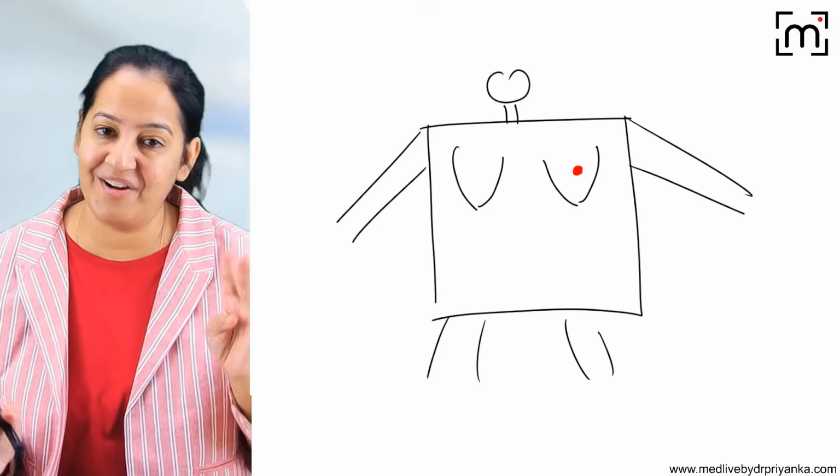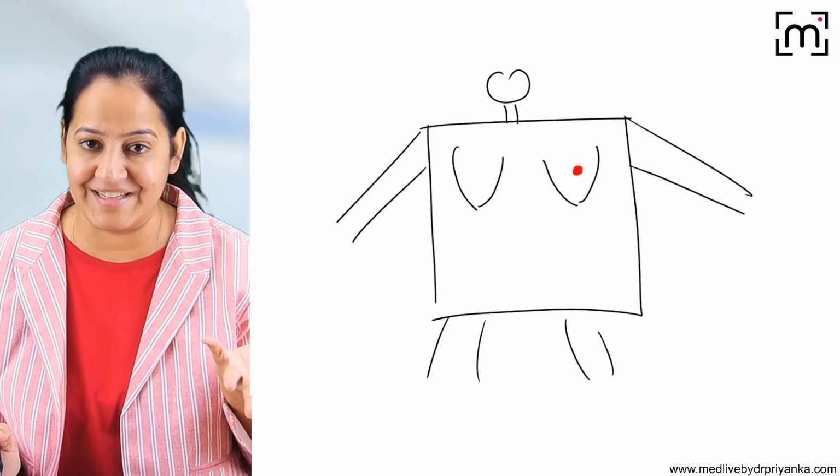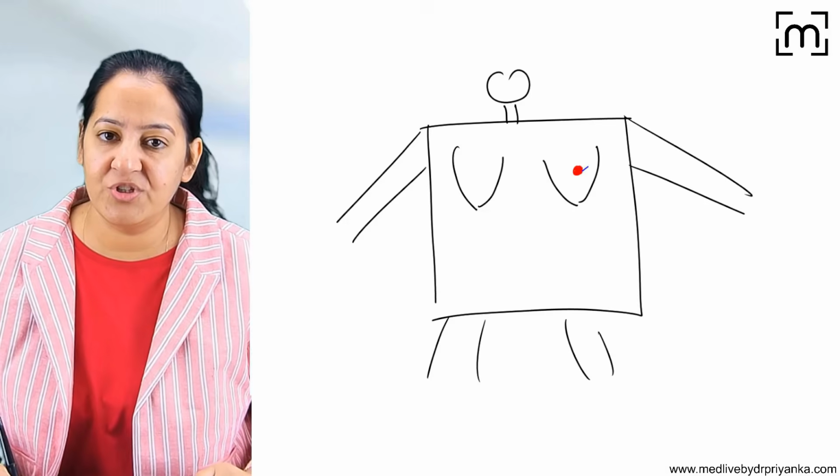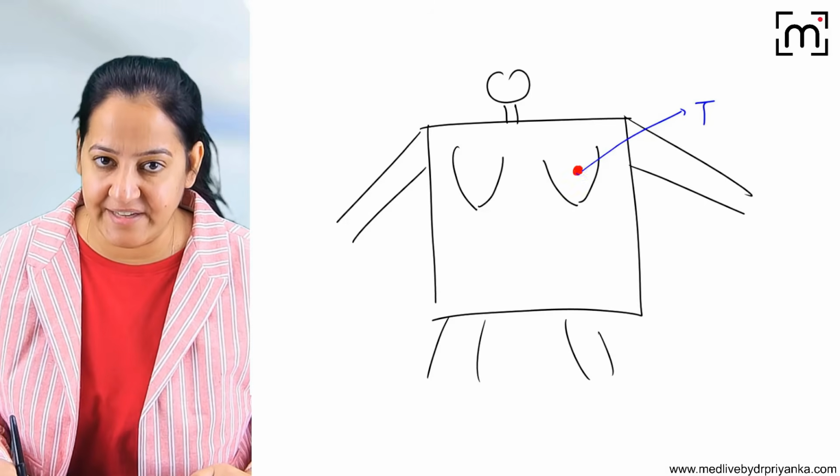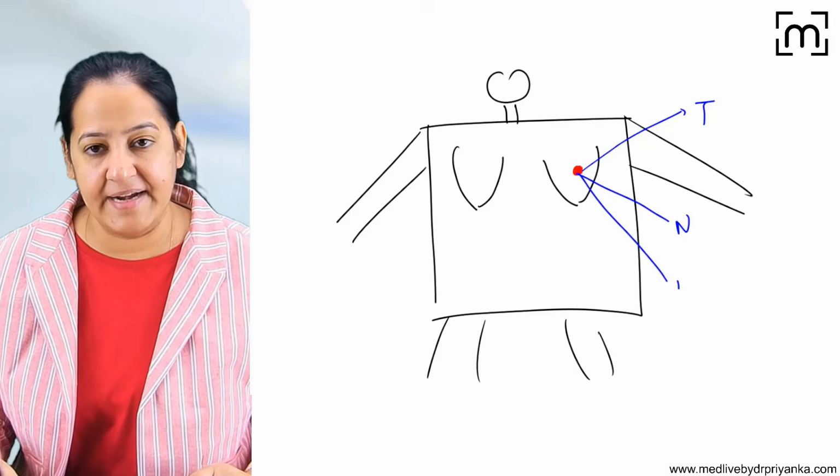For staging, I cannot decide just like that. There are four stages: stage 1, 2, 3, 4. I will come to that, how I will decide the stage. For that, I have to judge three things. First decide the T, decide the N, and decide the M for that lady.